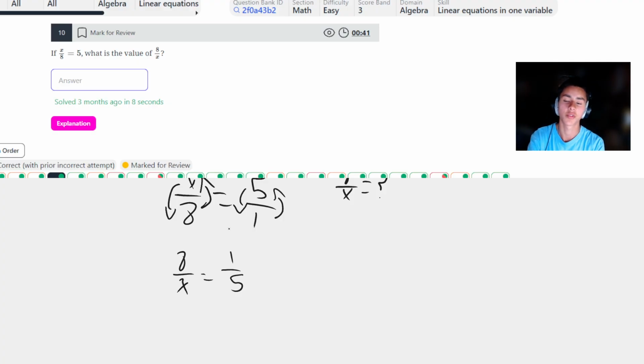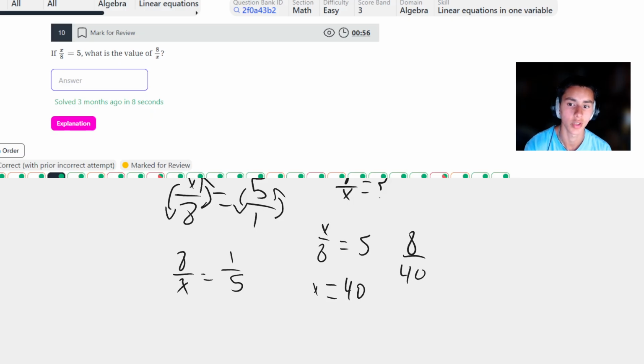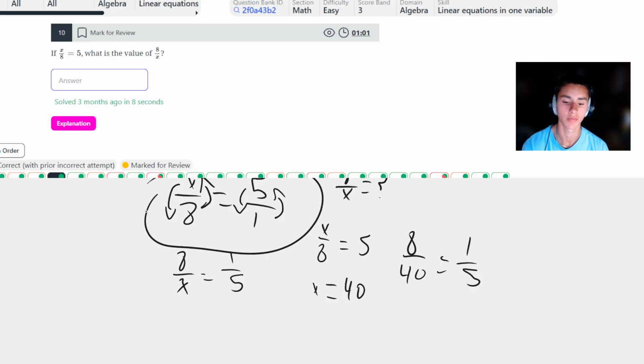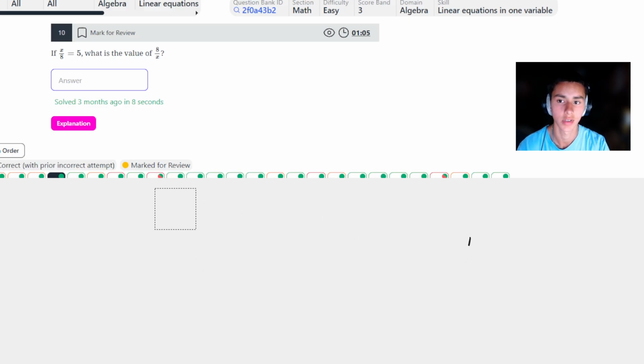If you don't feel comfortable doing that, you could do x over 8 equals 5 and solve for x. We would multiply both sides by 8, and then we get x equals 40. And then if we're looking for 8 over x, we would be doing 8 divided by 40. That simplifies to 1 over 5. But this would just be a way quicker way to do it. And you want to save time on this test, so that's what I would do.